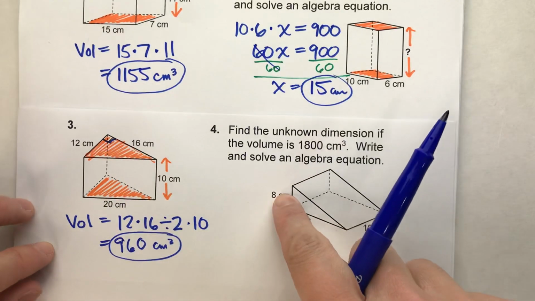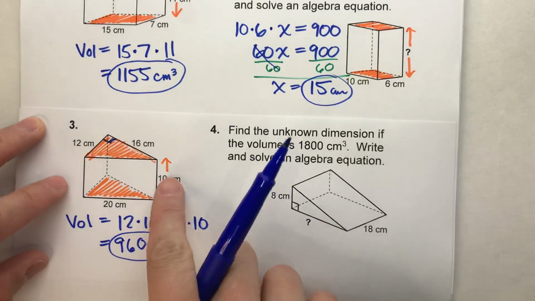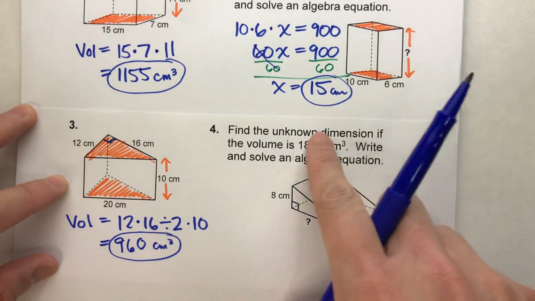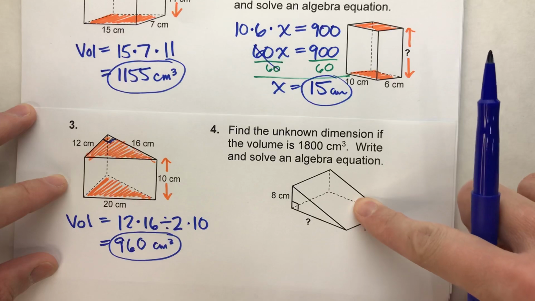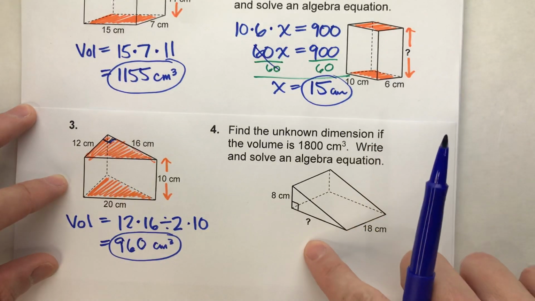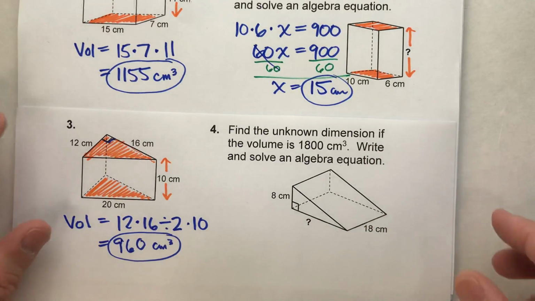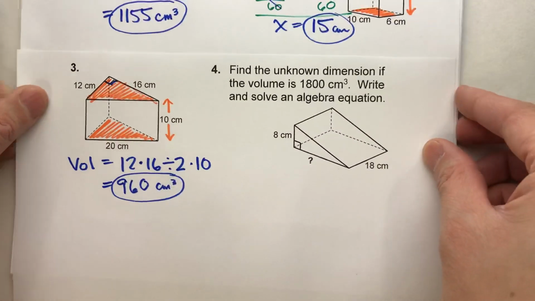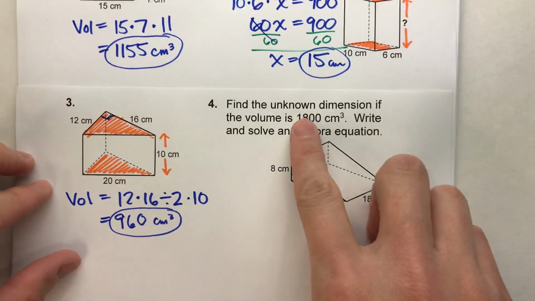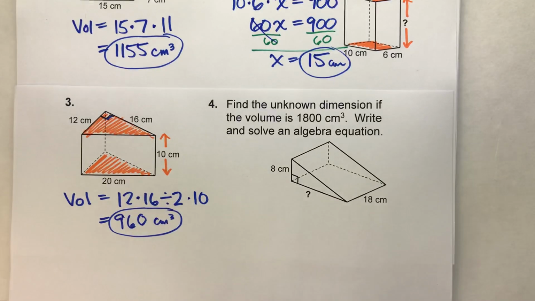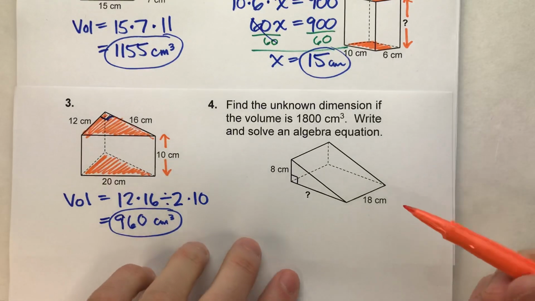Okay? So, last example, and again, it's the opposite of the problem we just did. This time I'm going to give you the volume of the triangular prism, and we're going to find a missing dimension. Okay? So let's do that. It says, find the unknown dimension if the volume is 1800 centimeters cubed. Write and solve an algebra equation.